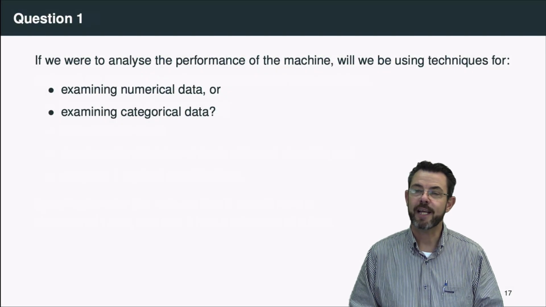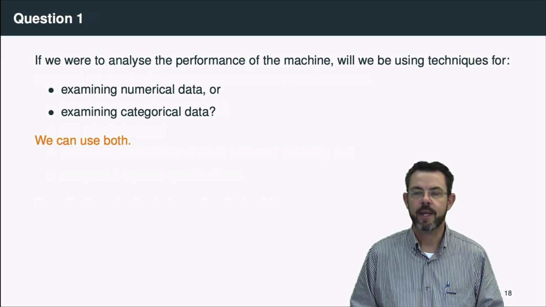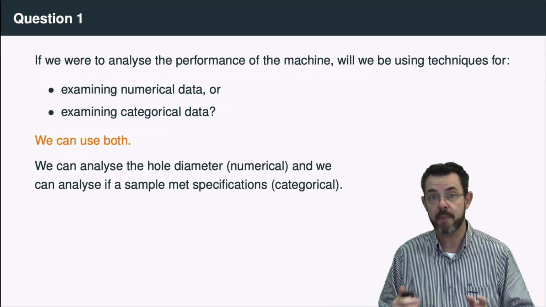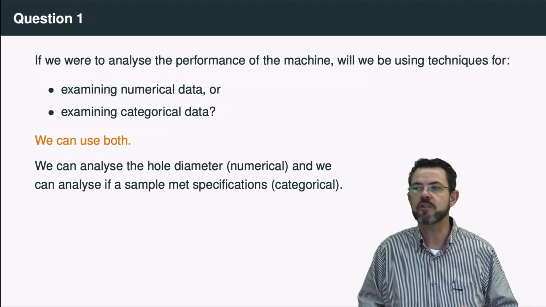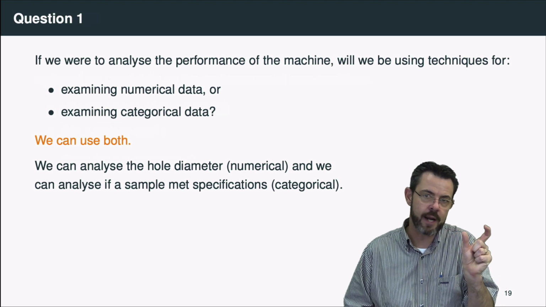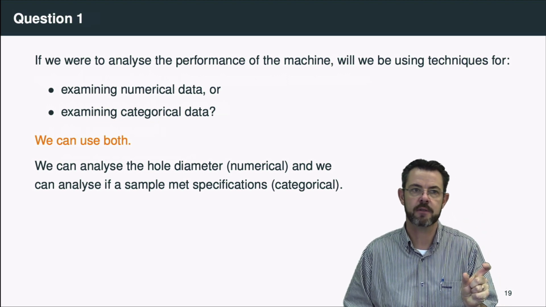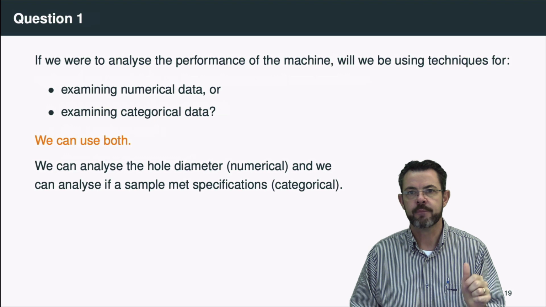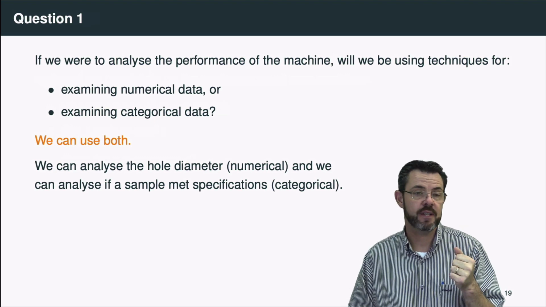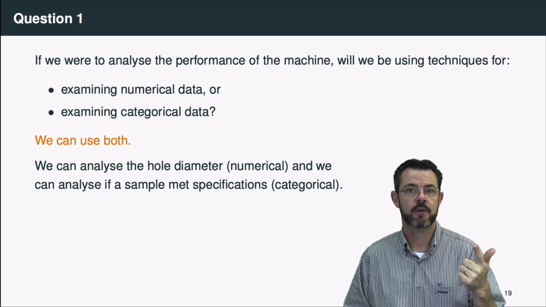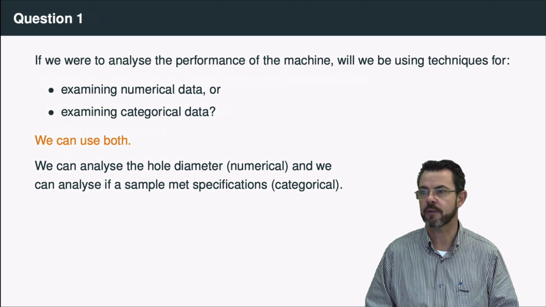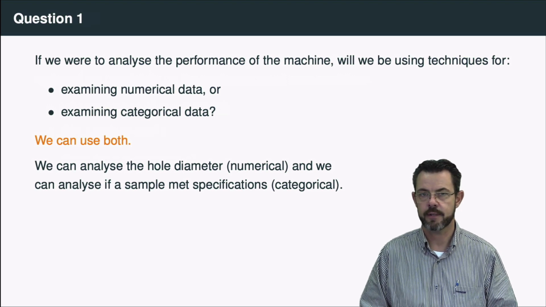The answer is we can use both. We can analyze the hole diameter. If we've drilled 30 holes for each machine, we can measure the hole diameter, and then that is numerical data. Or what we can do is we can actually look at each one of our 30 measurements and classify it as either performing or non-performing. Or to say, is it within spec, true or false? And then that becomes categories. So we can either, in this case, work with numerical data or with categorical data.